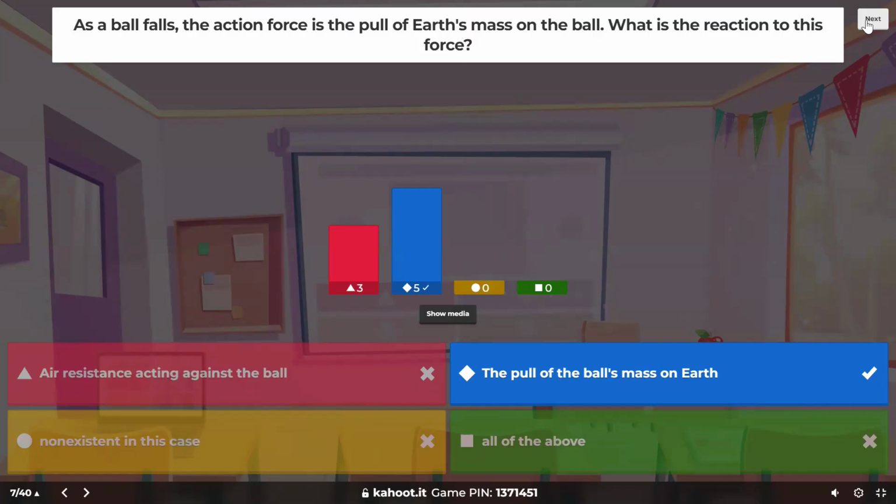So here, if the ball weighs 10 newtons, it's also pulling up on the Earth with 10 newtons. And maybe it's facing 2 newtons of air drag, then the ball is also pushing down on the air with 2 newtons, but that's a separate action-reaction pair.